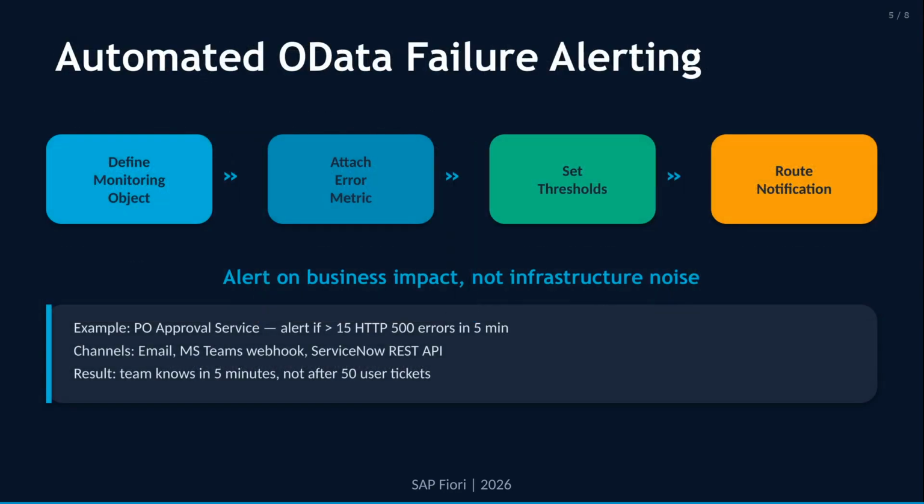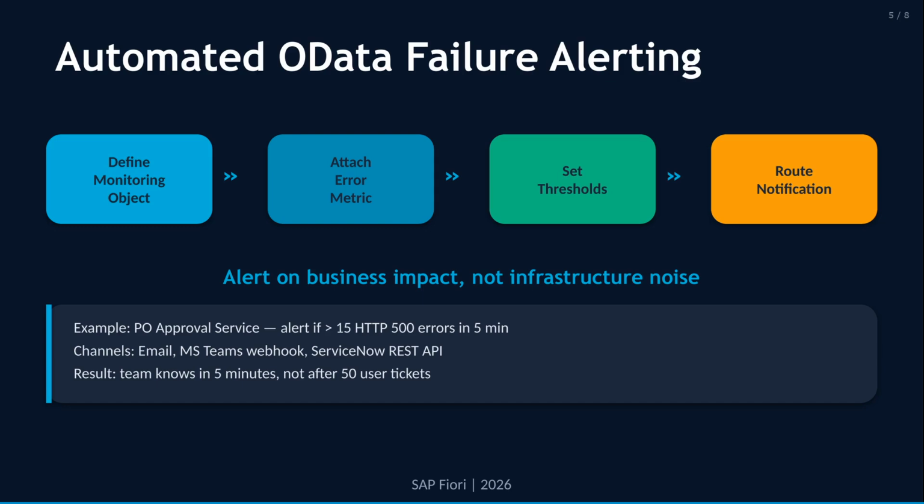Dashboards are great for humans staring at screens, but you need alerts that find you. FRUN lets you define event-based alerting rules tied to specific OData service errors. Here's a practical setup. Create a monitoring object for each business-critical OData service, for example, the purchase order approval service or the leave request service. Attach a metric that counts HTTP 500 and 403 responses per 5-minute window. When that count exceeds your threshold, FRUN fires an alert.